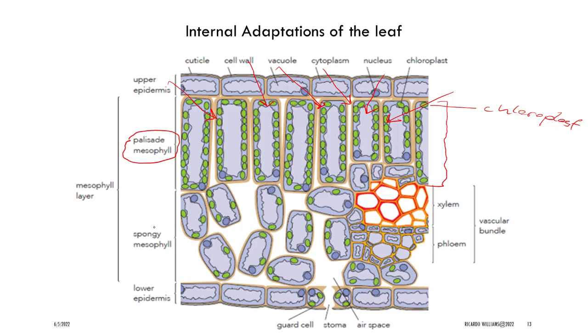Below the palisade cells, you have the spongy mesophyll cells. Now, these mesophyll cells are scattered, and most of them are irregularly shaped.